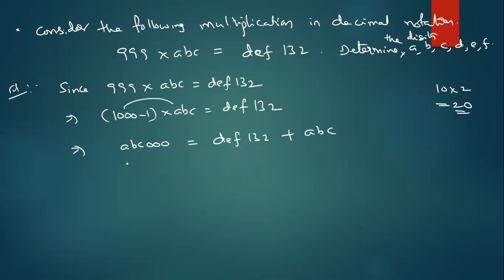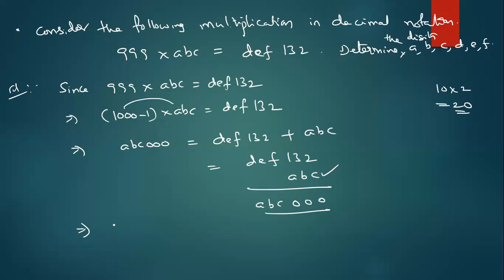Clear now? Now see, DEF132, next ABC, add them. We get the answer ABC000. For what value of C does 2 plus C give 0? Minus 2 is not allowed, digits are natural numbers. So 2 plus C equals 0 in the units place. For what value of C is that coming?